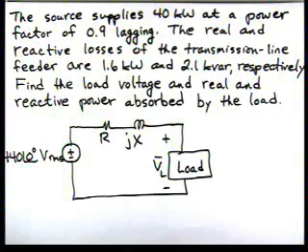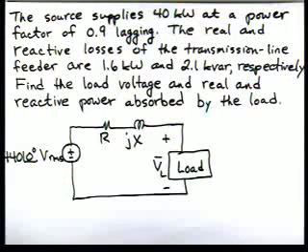Okay, in this problem, the source supplies 40 kilowatts at a power factor of 0.9 lagging. The real and reactive losses of the transmission line feeder are 1.6 kilowatts and 2.1 kilovars respectively. Find the load voltage and the real and reactive power absorbed by the load.